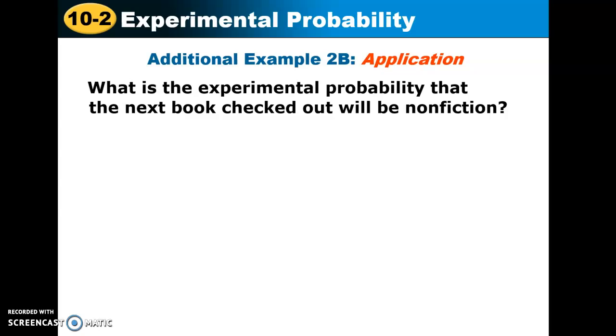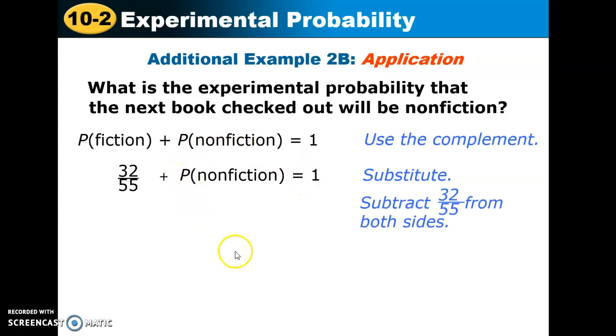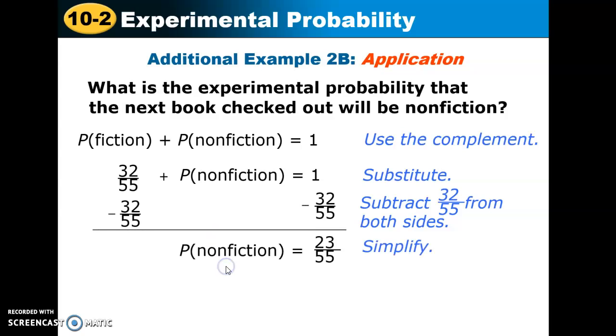Now, what is the experimental probability that the next book checked out will be nonfiction? If 32 of those books were fiction, you're going to use the complement. The nonfiction amount is whatever's, quote, left over. So if you subtract 32/55 from the whole, you get 23/55.